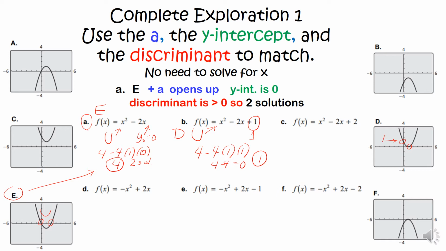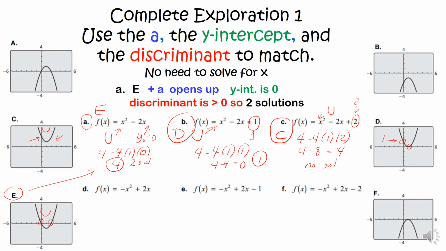Okay, let's look at C. C is a happy face graph, again, happy smiley face, because it's a positive a, and my y-intercept is 2. Now we're going to look at the discriminant, so it's b squared minus 4 times 1 times c, and that is 4 minus 8 is negative 4, so that has no solutions. So our last happy face graph would be C, and we can tell that because it has no solutions, has a y-intercept of 2, but it's still a happy-faced graph.